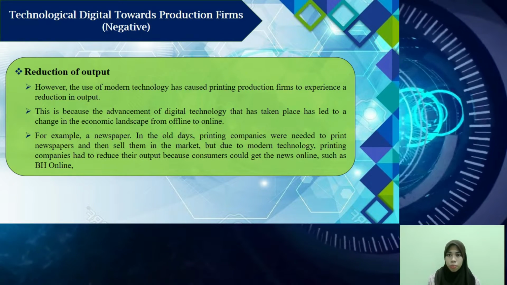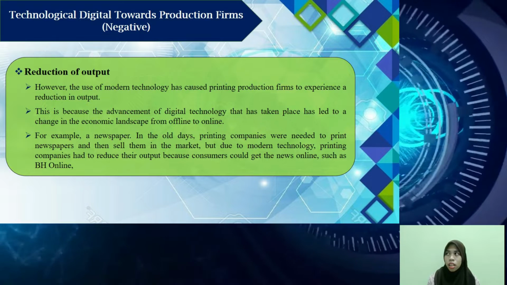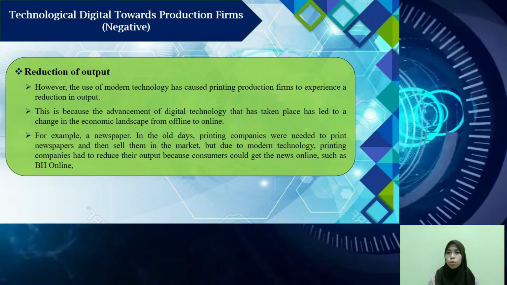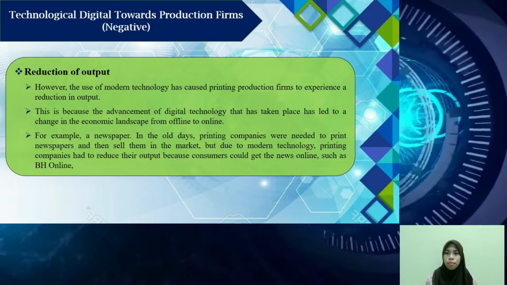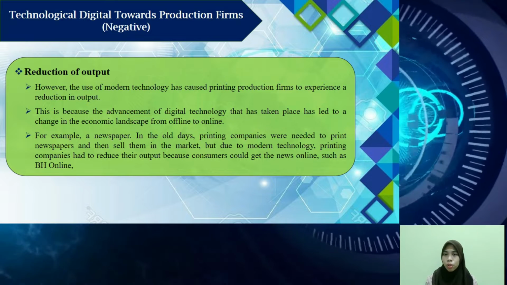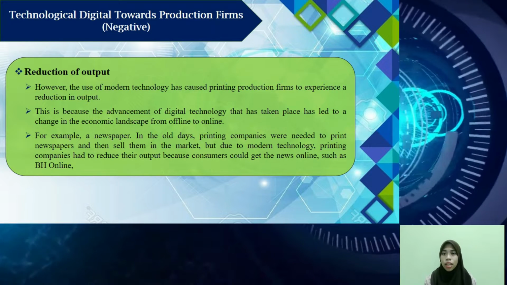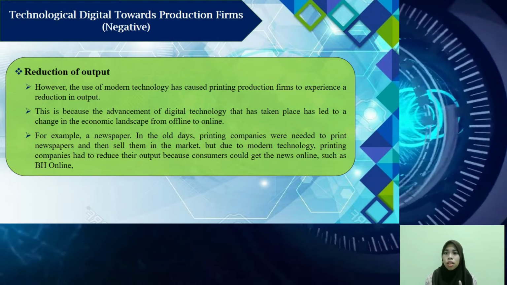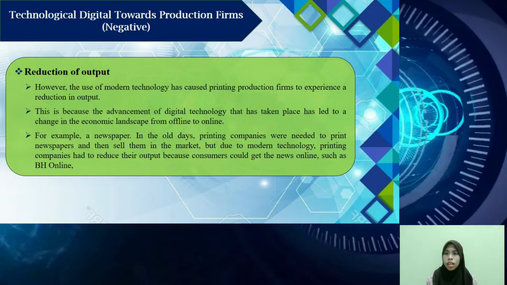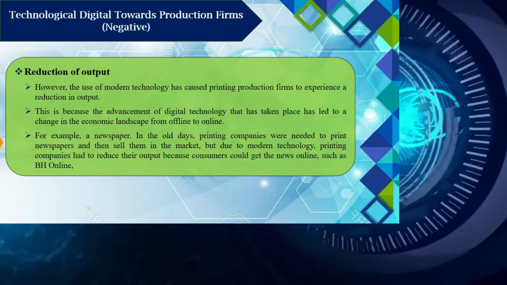For example, a newspaper. In the old days, printing companies were needed to print newspapers and then sell them in the market. But due to modern technology, printing companies had to reduce their output because consumers could get the news online, such as BH Online.